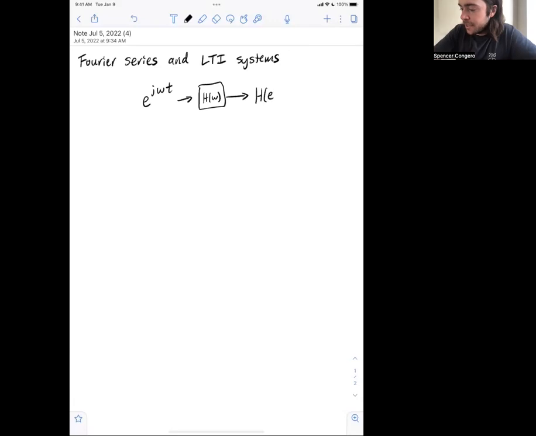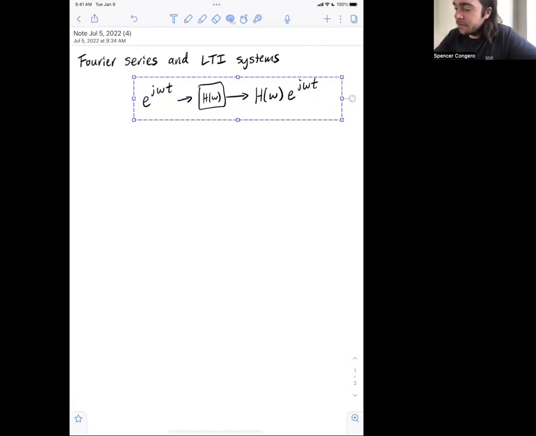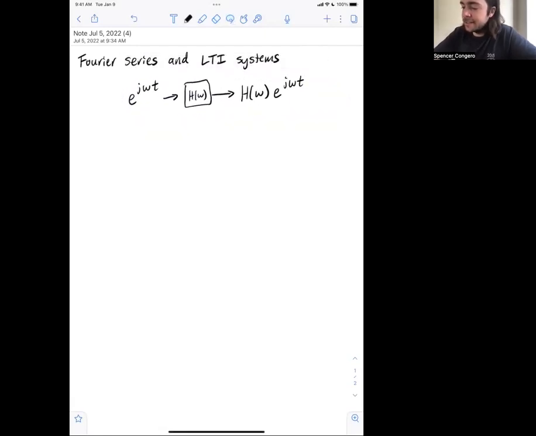Okay, so first I'm going to start by writing something that should look familiar. I'm putting in a complex exponential function, e to the j omega t, and I'm getting out that same function, e to the j omega t, times the frequency response, h of omega. So this was the eigenfunction property that we proved for RLC circuits.